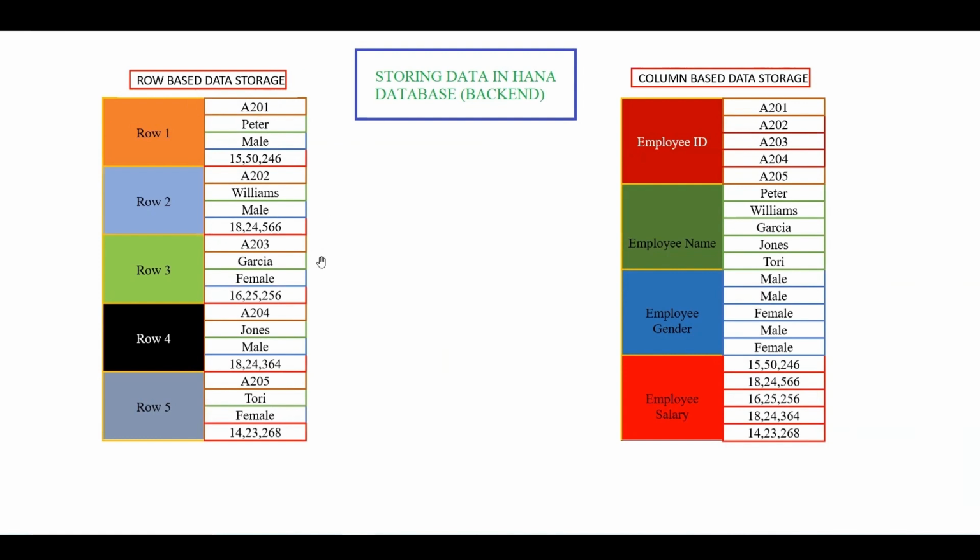There is no difference. Here also the row 1 data is displayed and after that only the row 2 data is displayed. Similarly, row 3, row 4 and row 5. It is displayed one after the other.